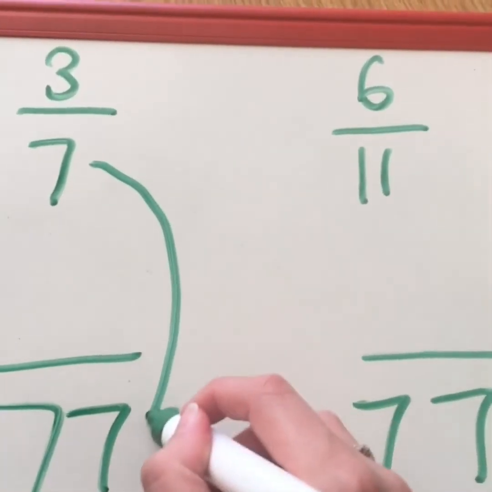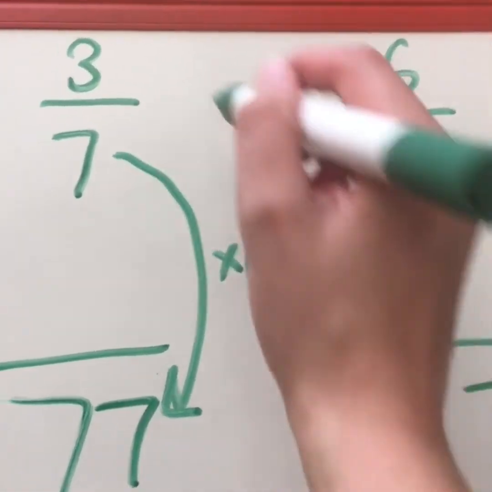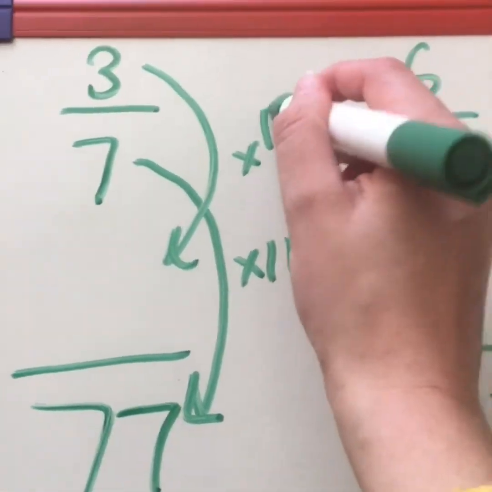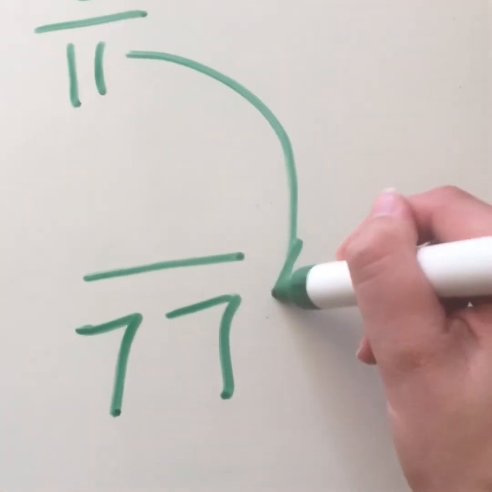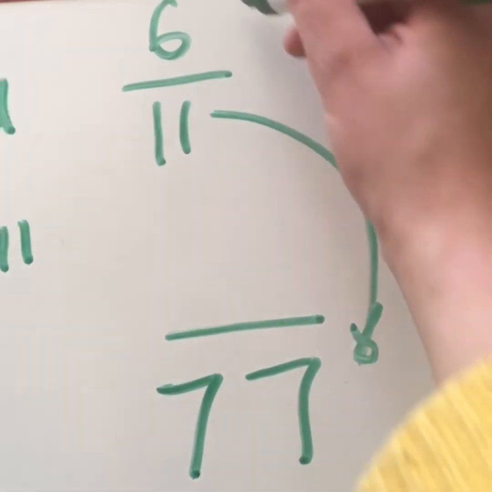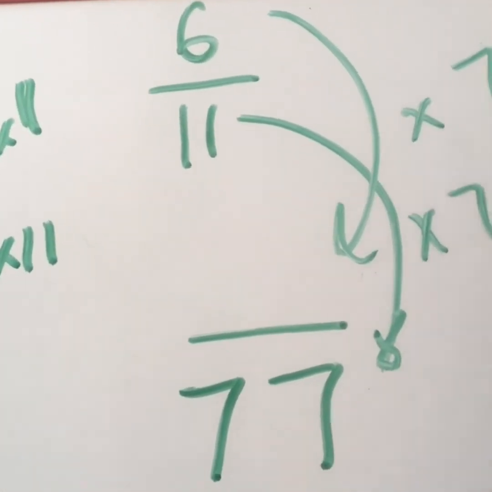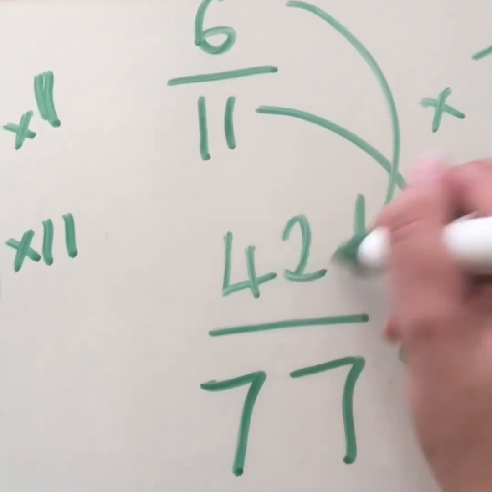What have I times 7 by to get to 77? 11. So what do I times the numerator by? 11. 3 times 11 is 33. Here, what have I times 11 by to get to 77? Times it by 7. So what do I times the numerator by? Also 7. 6 times 7 is 42.